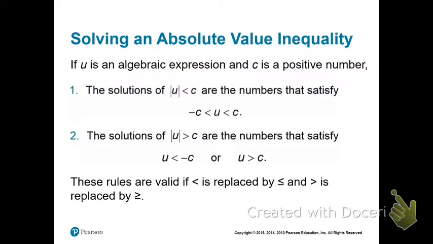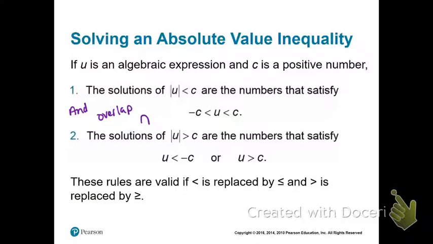All right, so let's talk about solving an absolute value inequality then. It says if U is an algebraic expression and C is a positive number, one, the solutions of the absolute value of U less than C are the numbers that satisfy the inequality they gave us there. Notice it's a compound inequality. So this would be what we call an and statement. It's where we will graph the overlap. It's our intersection.